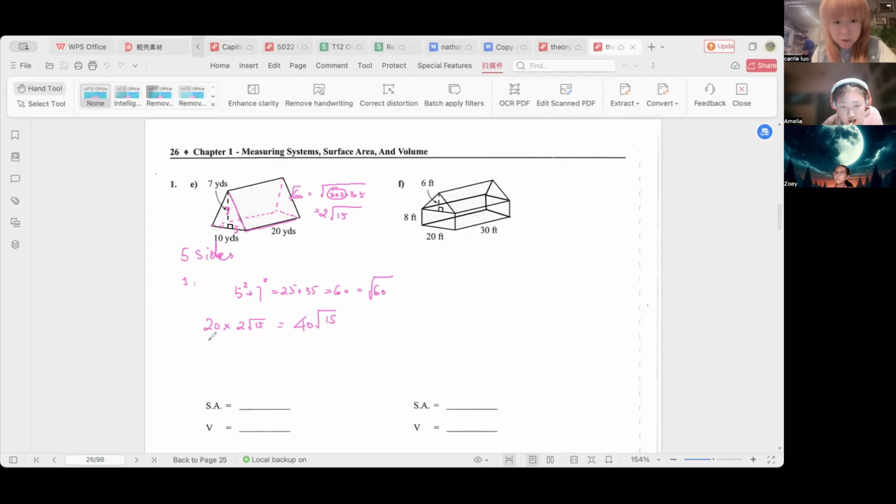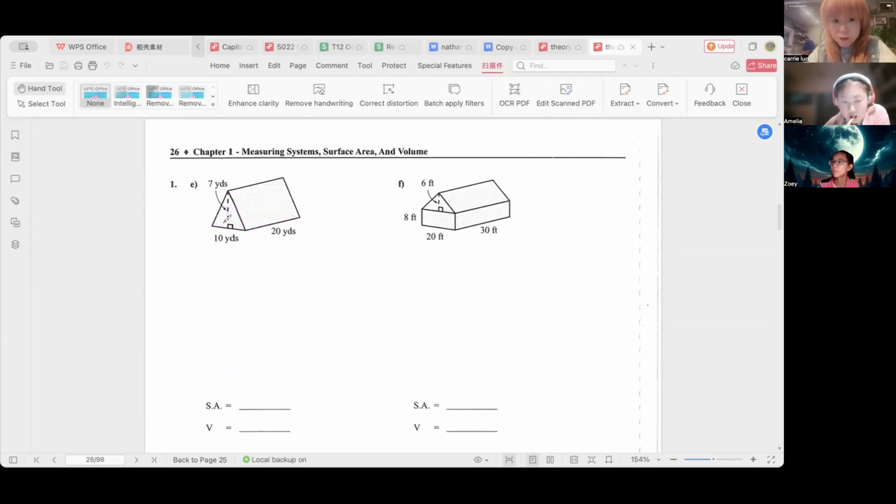The second one, the same. Okay, so that's the same. So we do 20 times 2 square root 15 equals 40 square root 15. So what is the bottom part? Is 10 times 20 equals 200, right? They're all yards squared. The last but not least is this one and this one. So how do we do this? Is 10 times 7 divided by 2 times 2, so equals 70. So the surface area is 80 square root 15 plus 270.